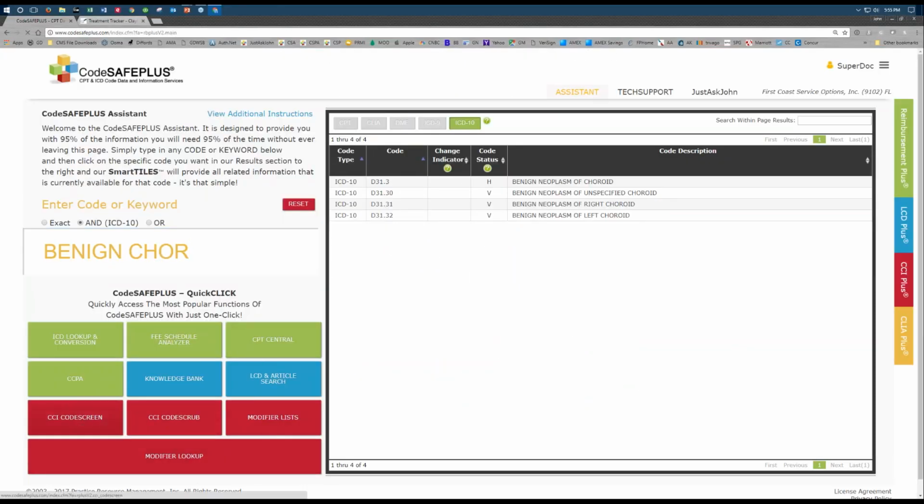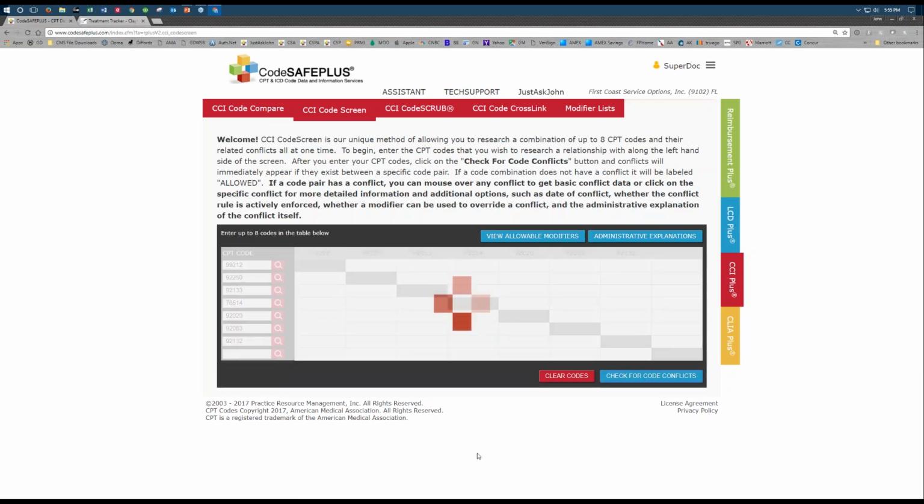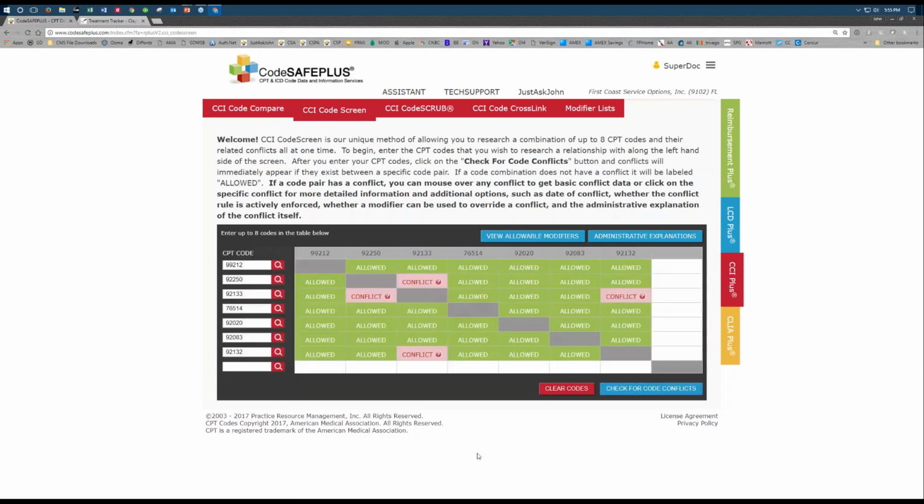I'm just going to go down here to something called Code Screen, and let's say a patient was coming in for a glaucoma workup, and I said, okay, I want to do a 99212, a fundus photograph, an OCT of the optic nerve, pachymetry, gonioscopy, visual fields, and I also want to do anterior segment OCT because somebody told me I could somewhere, right? Now I can hit just one button and our system will tell you instantly which tests are allowed on the same day and which aren't.